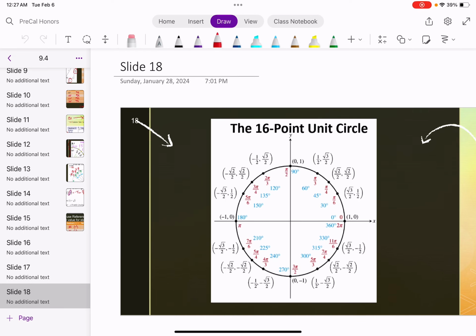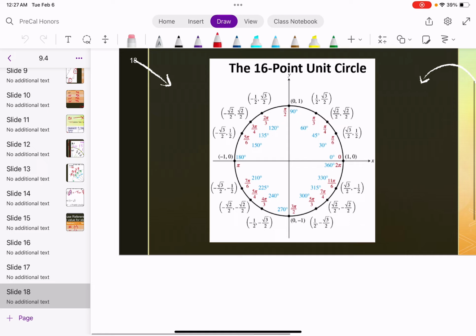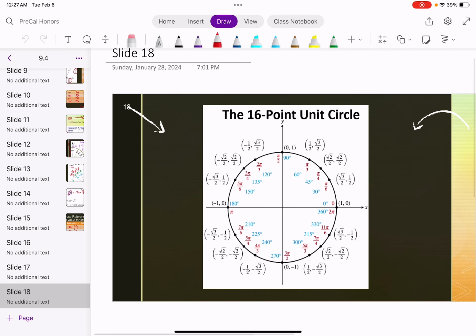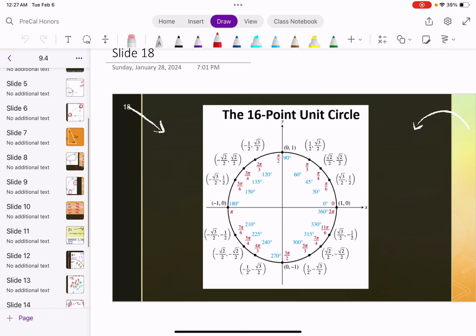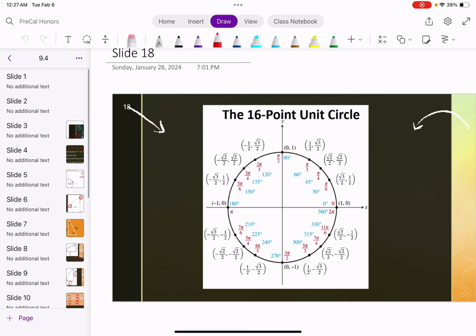And on the very back page of all of your slides, you already have your unit circle. I highly suggest you become very familiar with it the most that you possibly can. This will be extremely beneficial to you. I can't stress this enough. We will be going over this section as a whole a little bit deeper, but this does give you the basics of this section.